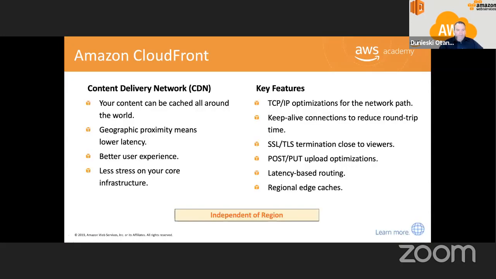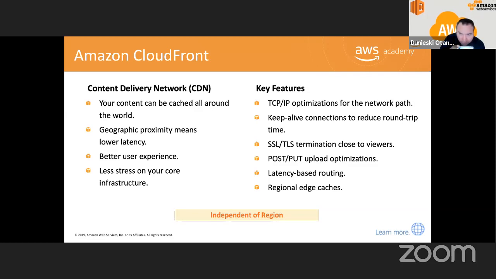Okay, so geographic proximity means lower latency. We know that. Better user experience and less stress on your core infrastructure, right? So when you use caching in edge locations, your application is not going to be that stressed with a lot of traffic, and the workload is going to be better distributed, because next time when the customers come back for more information or for the same information, you don't have to go back again to the database. You can simply retrieve the information from the cache location.